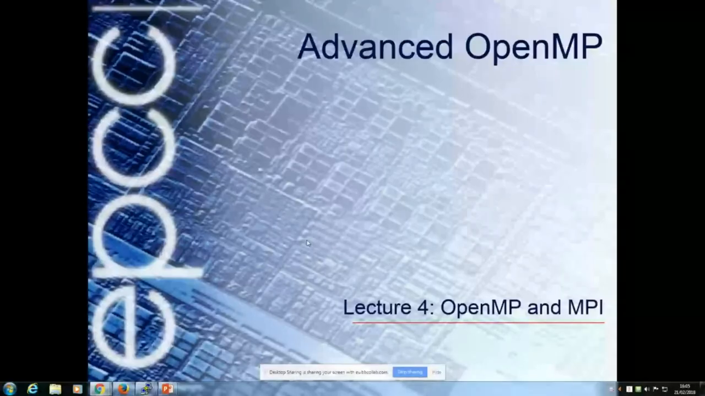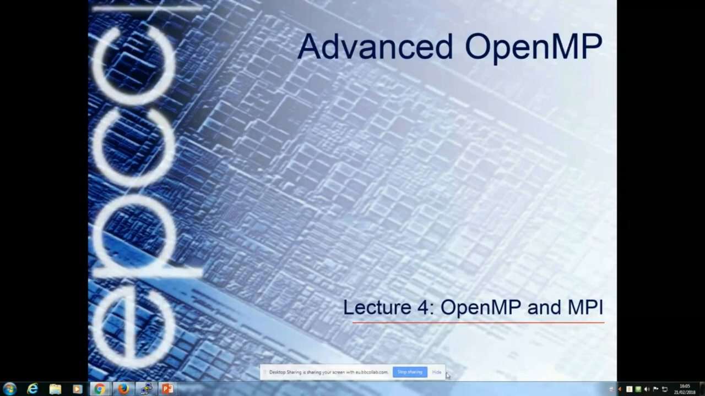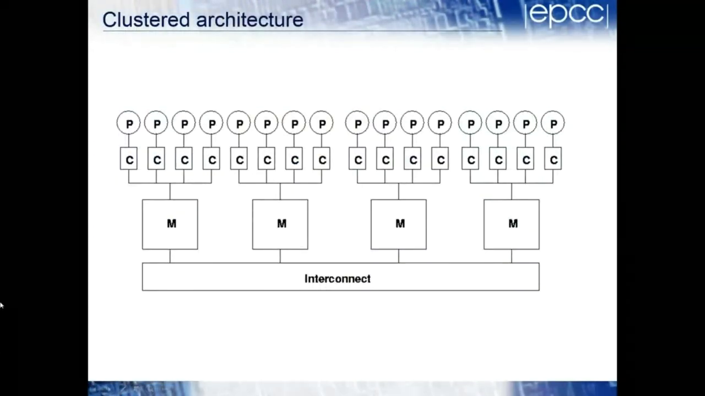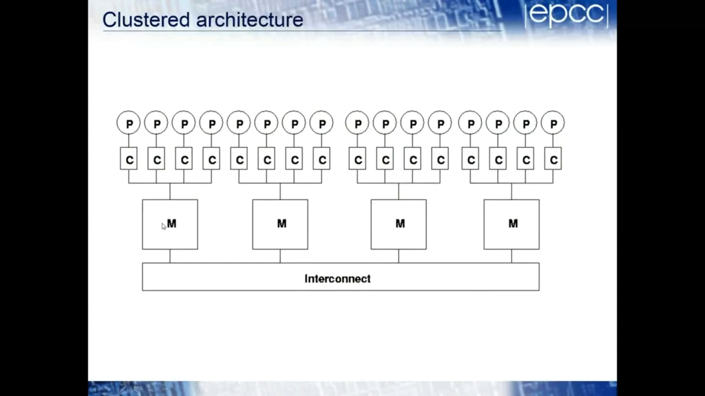So we now have, this is grabbing a lecture from another course, in our advanced MPI course. The motivation is that a modern supercomputer looks like this: you actually have multi-core nodes. For example, Archer has 24 cores per node; you might have four cores on a node, each with their own cache, attached to a single piece of memory.